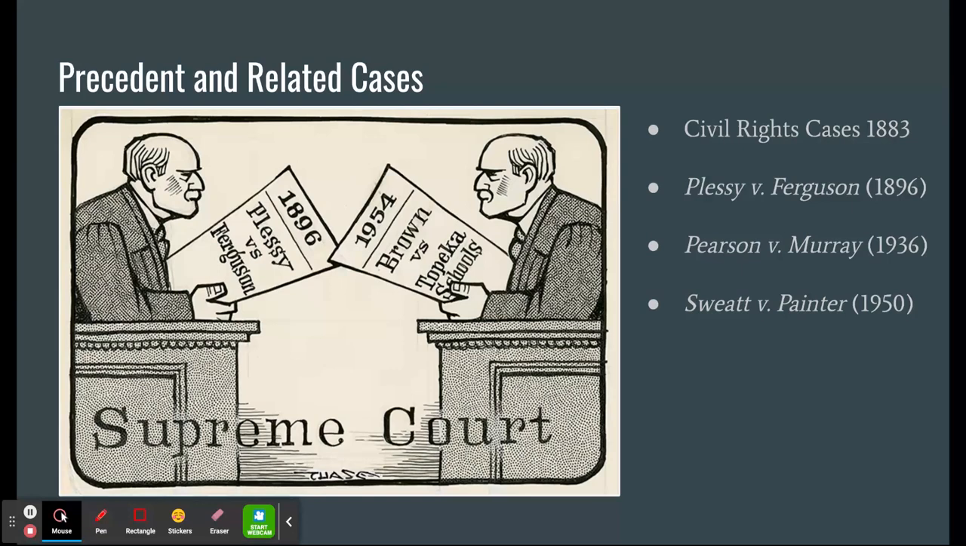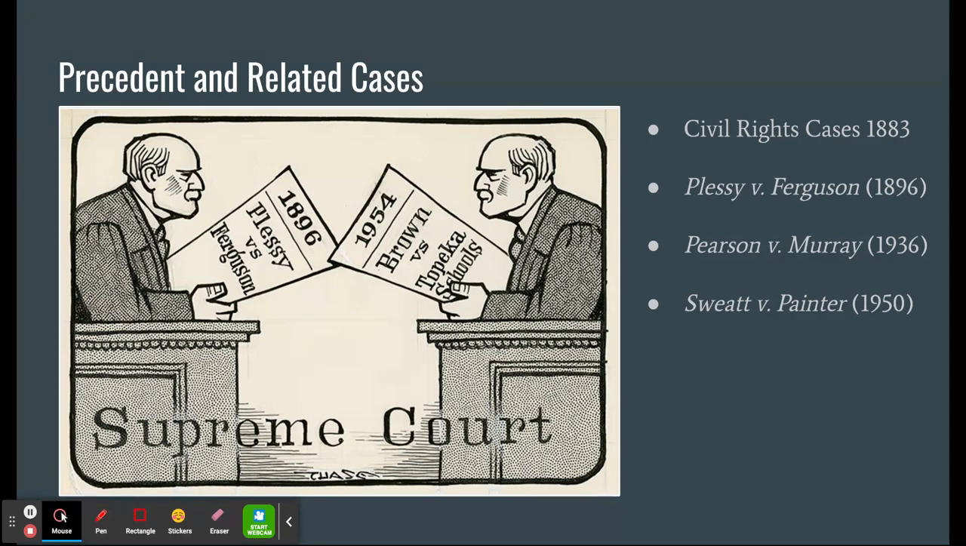As previously mentioned, the Civil Rights Cases were a consolidation of 5 cases that overturned the Civil Rights Act of 1875. The Supreme Court ruled that the 10th Amendment gave reserved power to the states, and therefore the national government could not force states to desegregate.